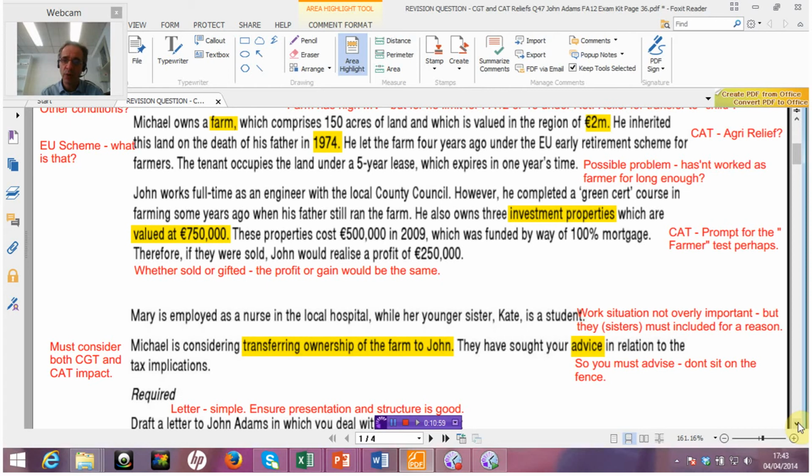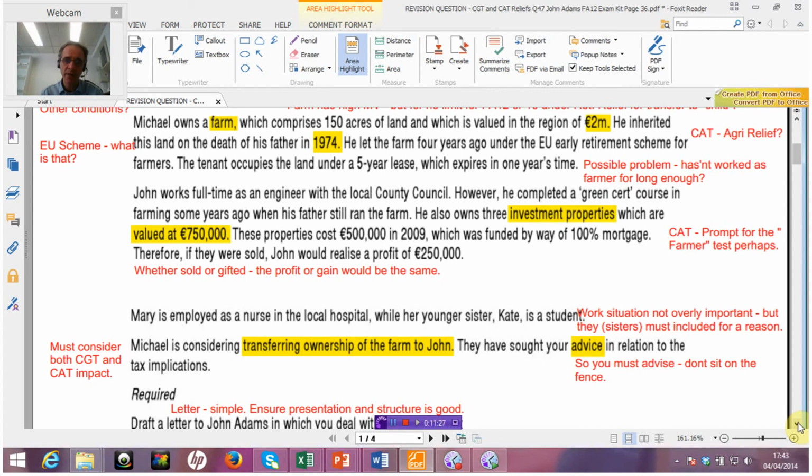So really what I see here is a chance to clarify the basic elements in relation to those two taxes first within each section. Look at whether or not the reliefs and indeed the conditions apply to these individuals, and then really look at possible tax planning measures if there is an issue. So that's broadly speaking how we should lay out our answer.